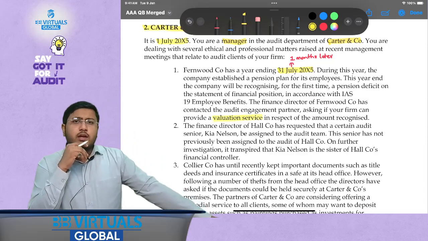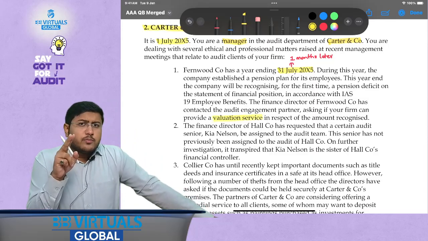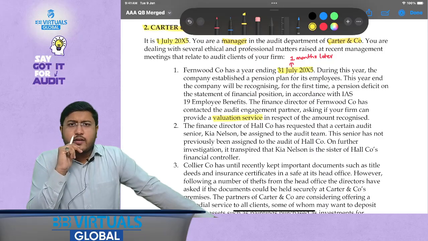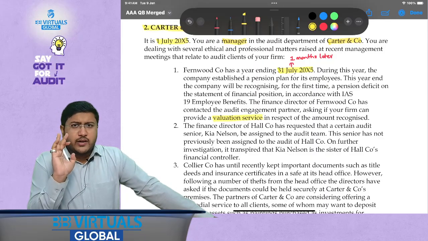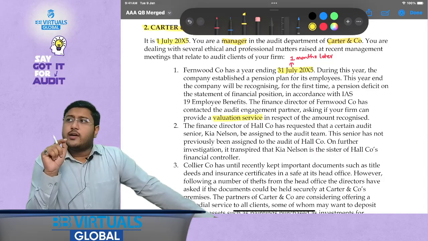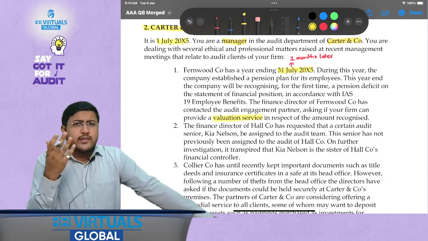Valuation service. Now here you must remember from the study text that we have done in the concept lectures that valuation service is allowed having appropriate safeguards in place, right? So it should be driven by standards and so many safeguards are there, right?